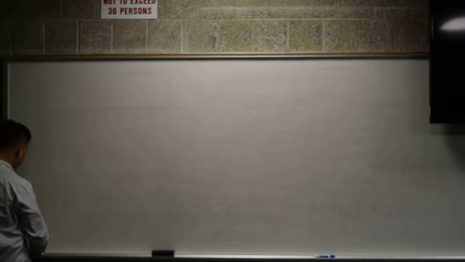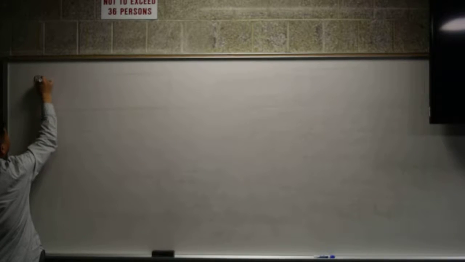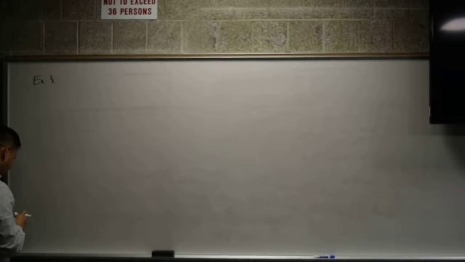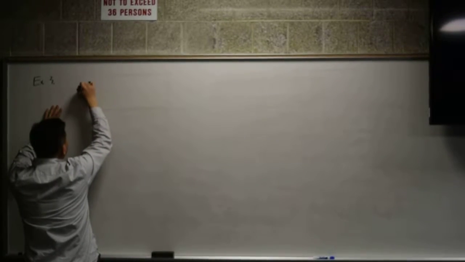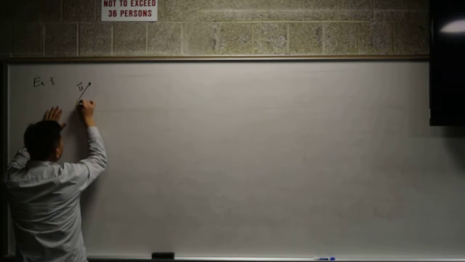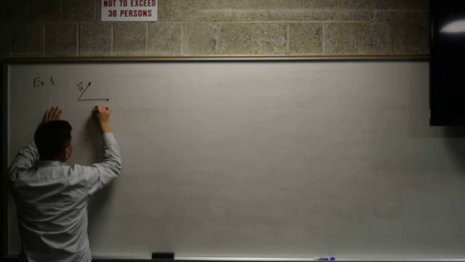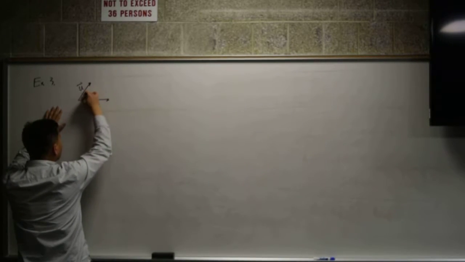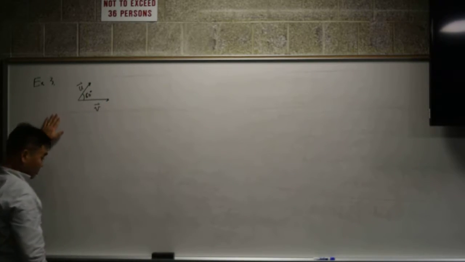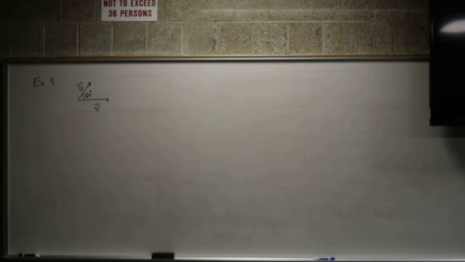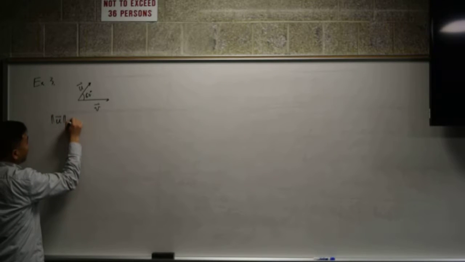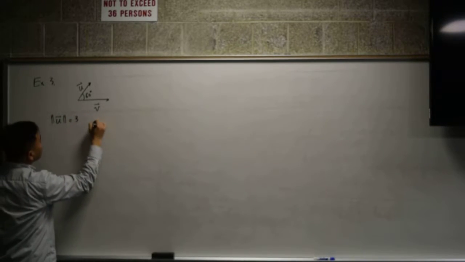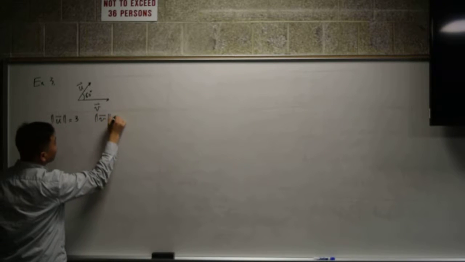Example 3. Suppose you have a vector u and another vector v, and they are 60 degrees. And let's say u has the magnitude of 3 and v has the magnitude of 5.